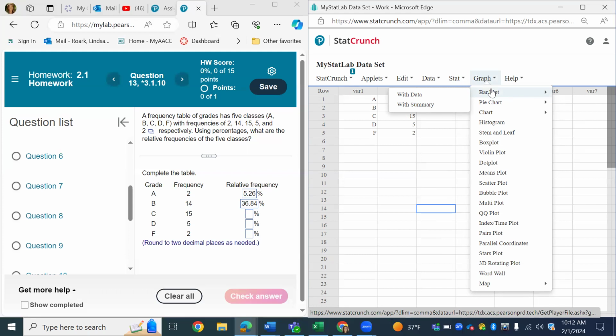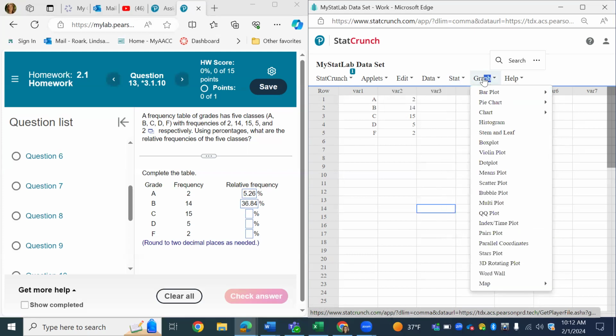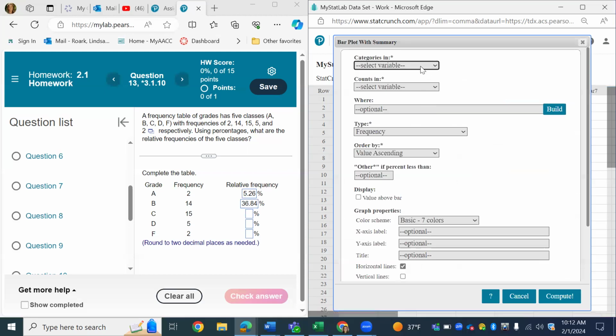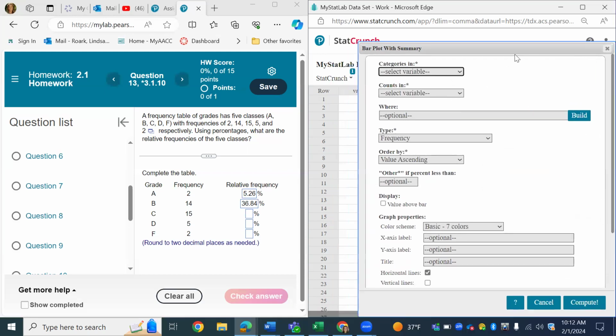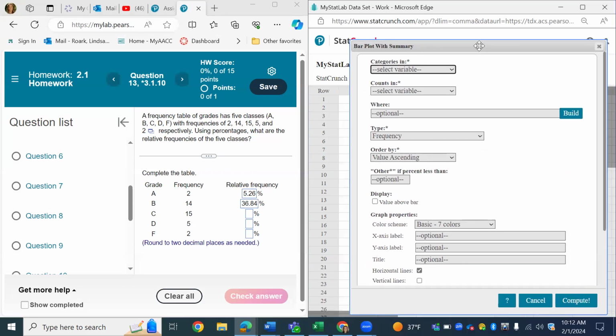So I'm going to show you bar plot first, because it just comes first. Instead of going to stat, we go to graph. And then we're going to go right to bar plot, which is the first one here. And then I'm going to click with summary because that's the key: the data is already in a frequency table. It's already summarized for us, they've tallied them up. And so we just want to get the relative frequencies out.